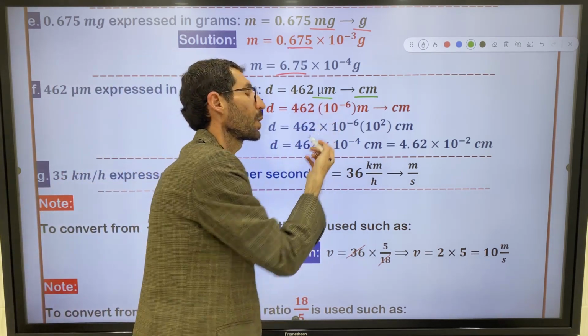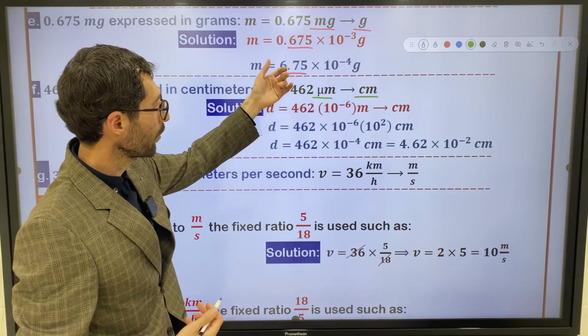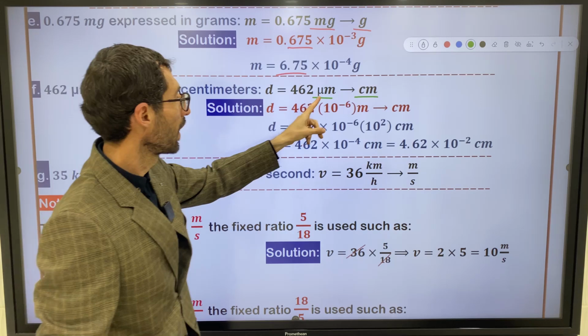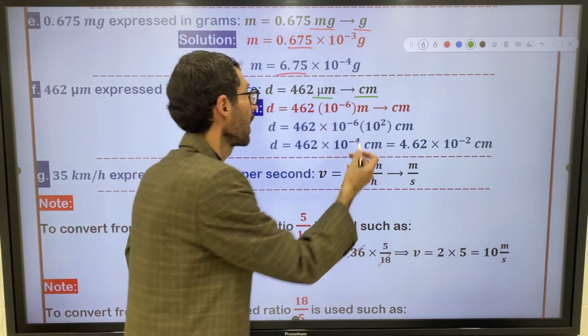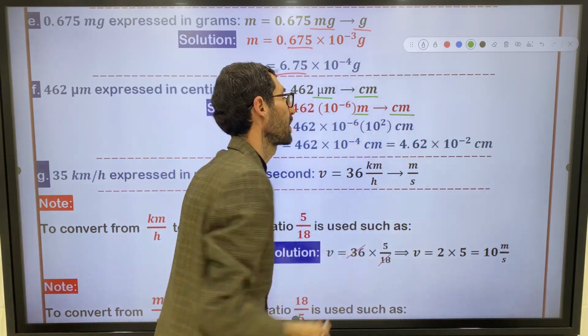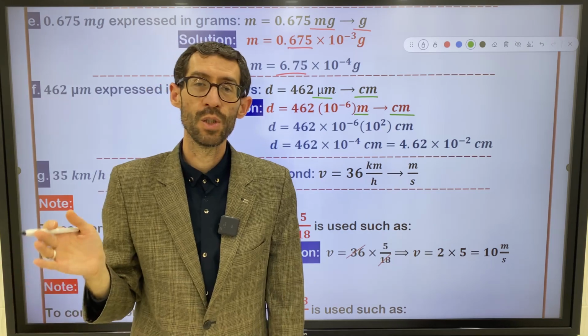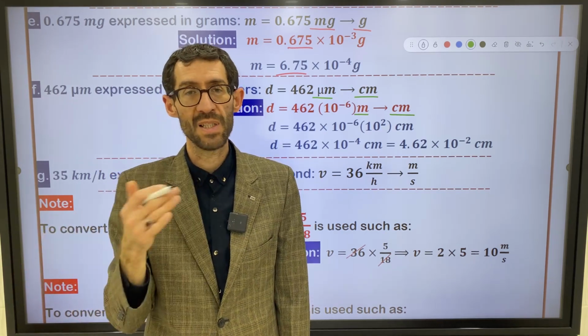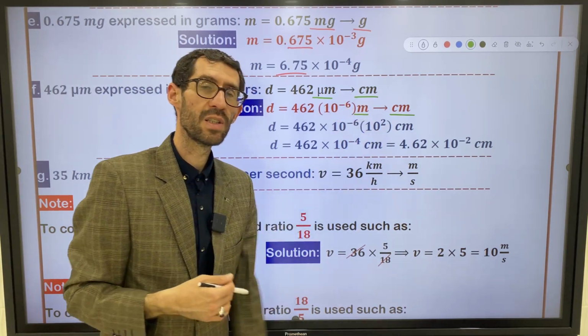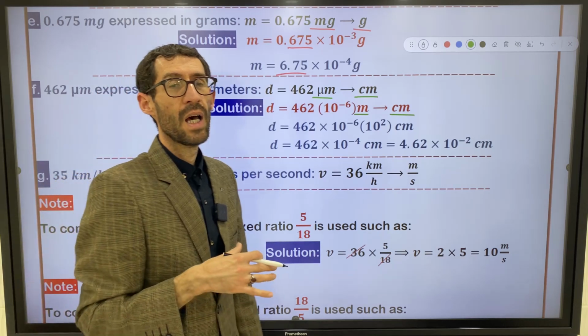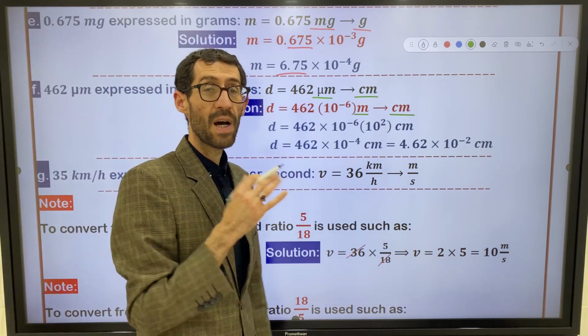So we don't have micro anymore. We have only meters, right? This is the last step actually. We want to convert meter to centimeter. Is it from a large unit to a smaller one, or from a smaller one to a large one? Think about it. A meter is larger than a centimeter. That's why you have to write the positive power.